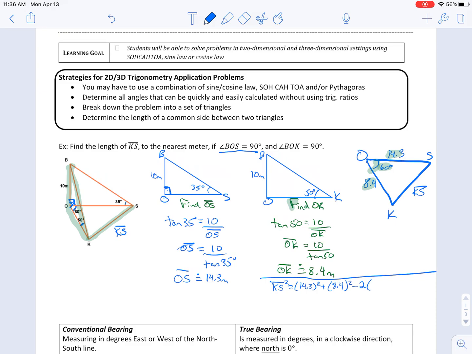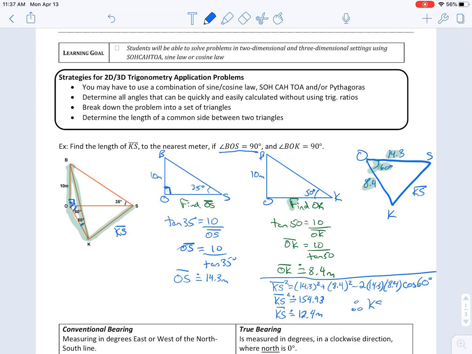So 14.3 squared plus 8.4 squared minus 2 times the two sides multiplied together times the cosine of the angle between them, and that's the angle that's opposite the Ks. And so if you work this out, Ks squared is approximately that, and you want to keep as many numbers on your calculator as you can for this part. Then we take the square root, and I get approximately 12.4 meters.